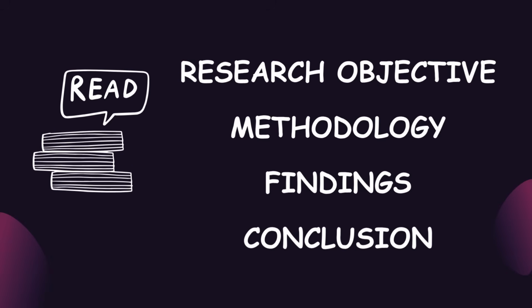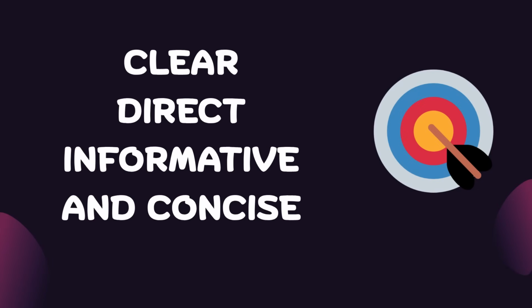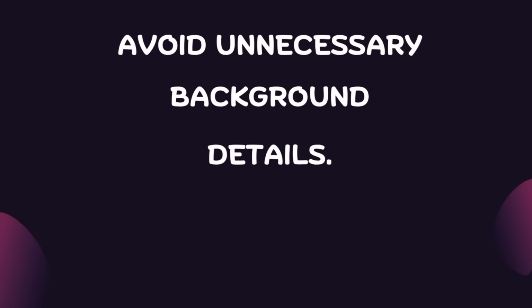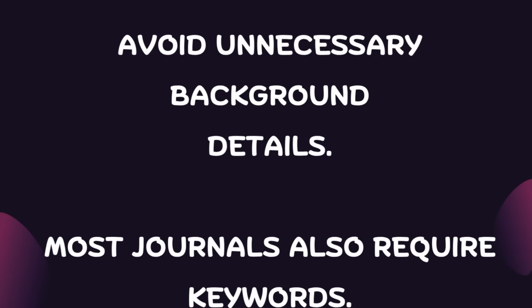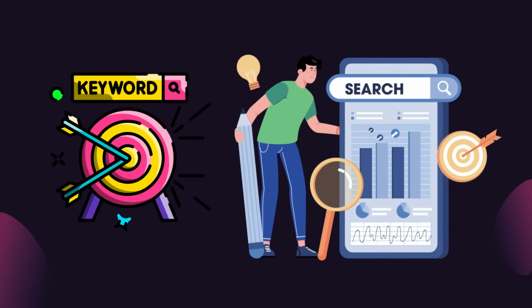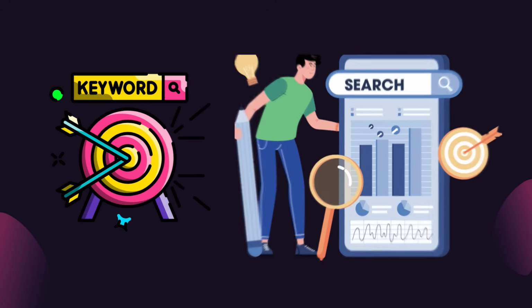An abstract usually includes research objective, methodology, findings, and conclusion. Think of the abstract as a summary of your entire paper. It should be clear, direct, informative, and concise. Avoid unnecessary background details. Most journals also require keywords. Choose keywords carefully because they improve discoverability in databases.